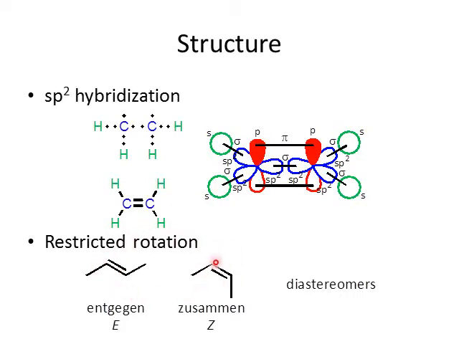So we've got 2 possible isomers, the trans, which is known as entgegen, or E isomer, and the cis, which is known as zusammen, or Z. And these are stereoisomers of each other.